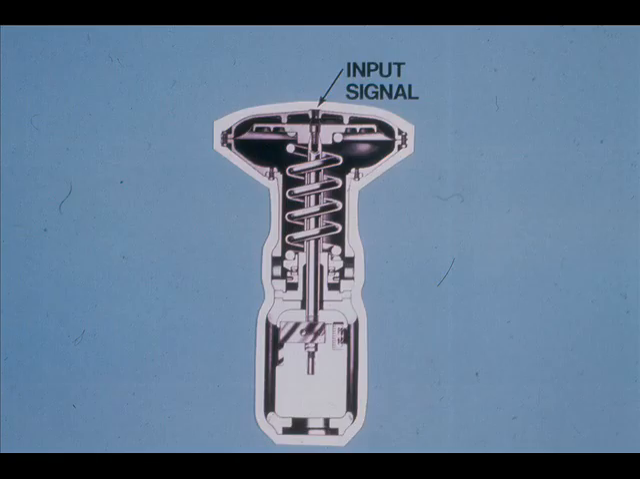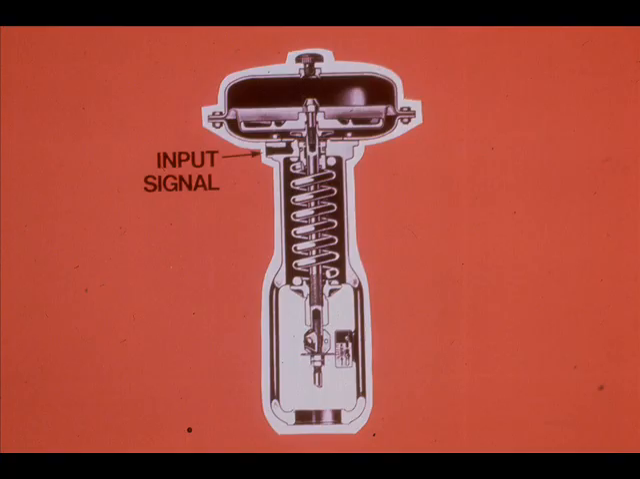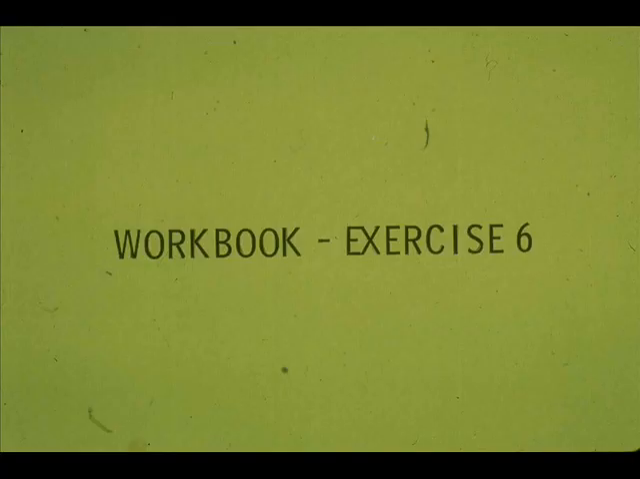A direct acting spring opposed diaphragm actuator extends the stem when the signal increases. An indirect type withdraws the stem as the signal increases. Now, work exercise 6 in your workbook.